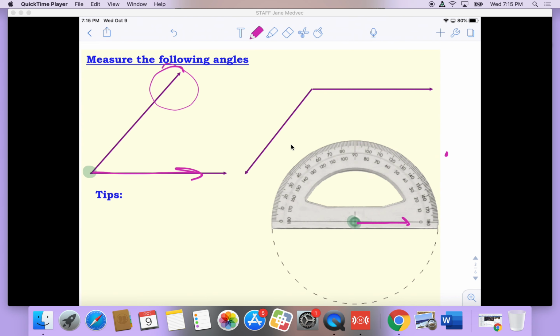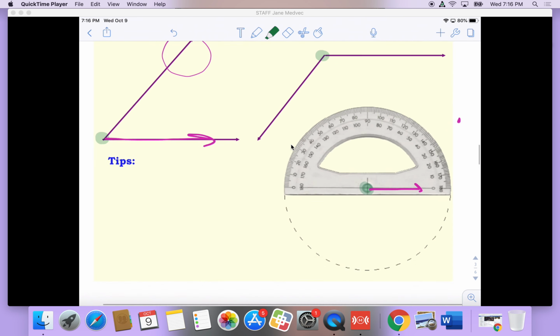If you need me to show you in class, I'd be more than happy to help you. And then also on the other angle, this is where the vertex goes, and you'd literally turn your paper so that you can line up the different parts on the protractor.